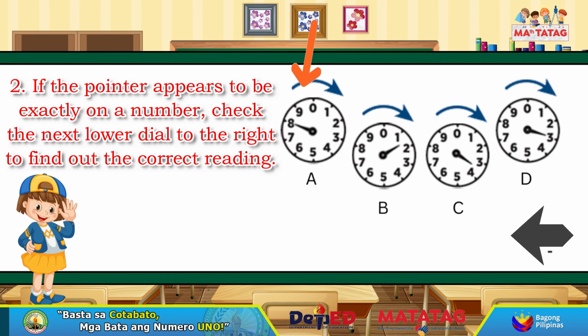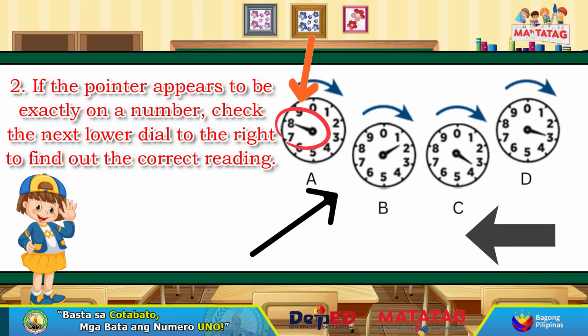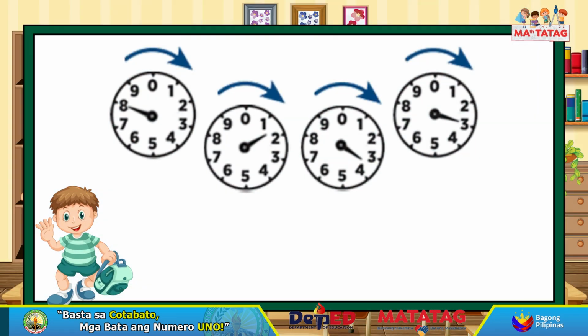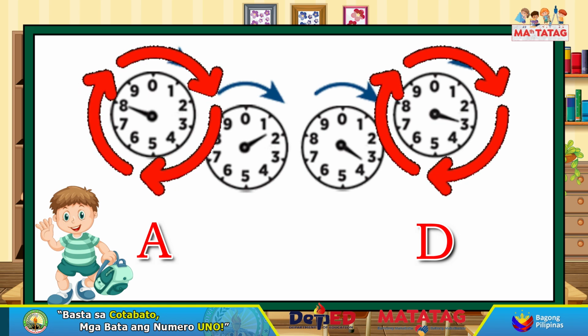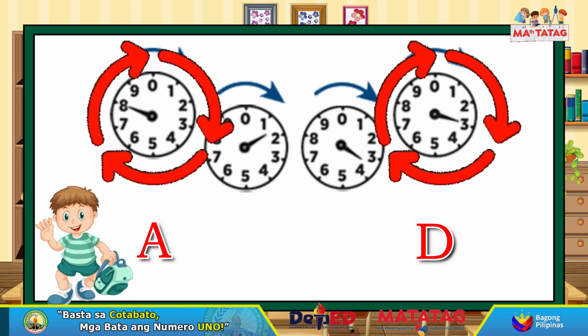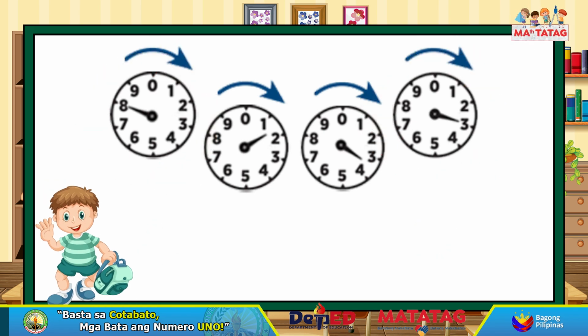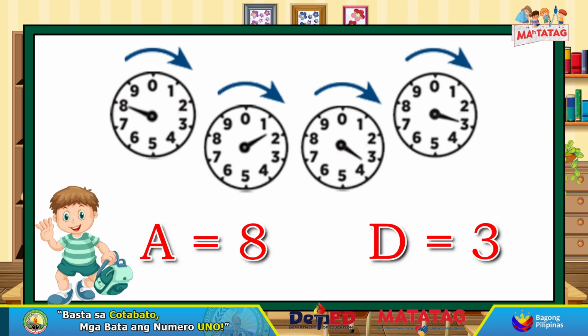Second, if the pointer appears to be exactly on a number, check the next lower dial to the right to find out the correct reading. If the dial on the right has passed 0, then use the higher number on the dial when you are reading. Let's visit our dials. Dials D and A are the dials where the pointer is directly pointing at the number. A while ago, we recorded these numbers. For dial D, we have 3, while for dial A, we have 8.